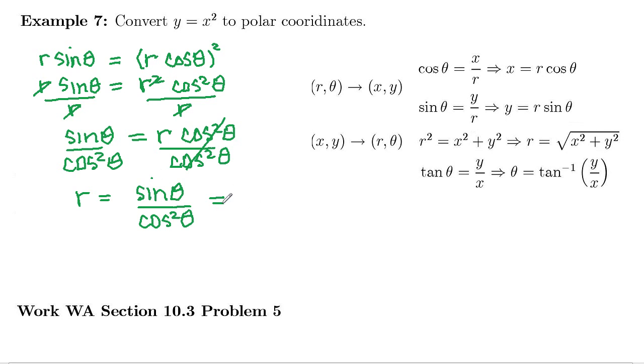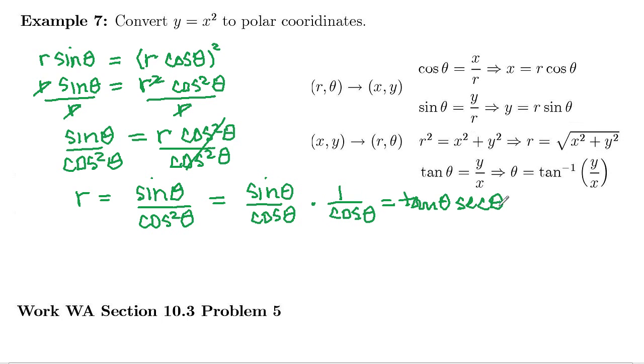So for example, we could write this as sine theta over cosine theta times 1 over cosine theta. So sine over cosine is tan theta, and then 1 over cosine is secant theta. So it's actually secant theta tangent theta.